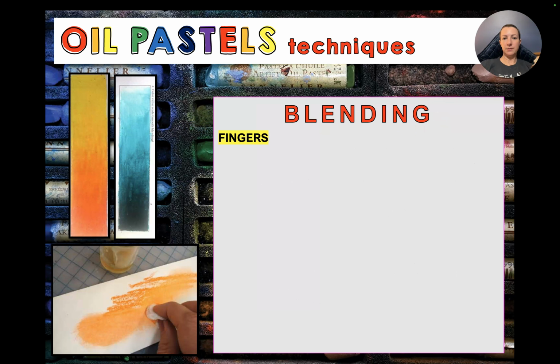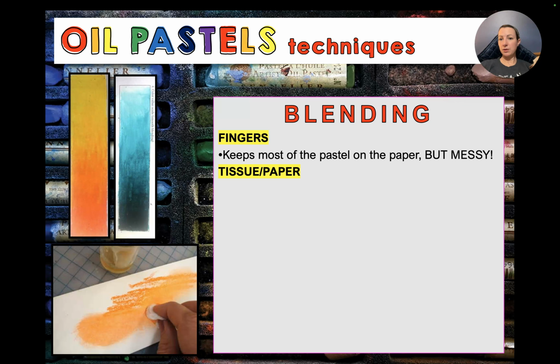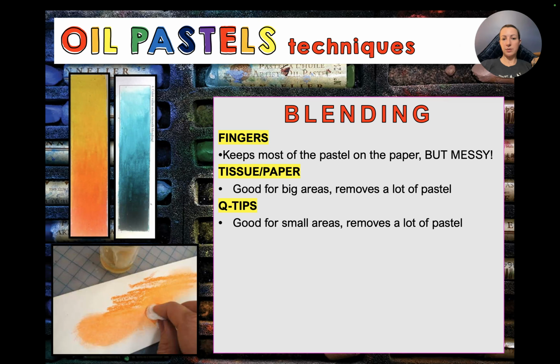So to blend, you can use your fingers. It keeps most of the pastel on the paper, but it is pretty messy. You can use a tissue instead or a little piece of paper towel. It's really good for big areas, but it's going to remove a lot of the pastel, so you kind of have to decide what you want. You can use a Q-tip for really small areas, but again, that can remove a lot of pastel if you're not careful.